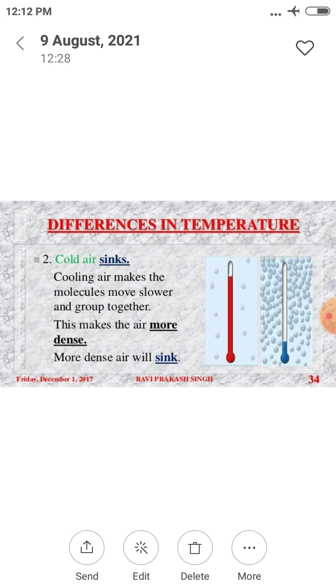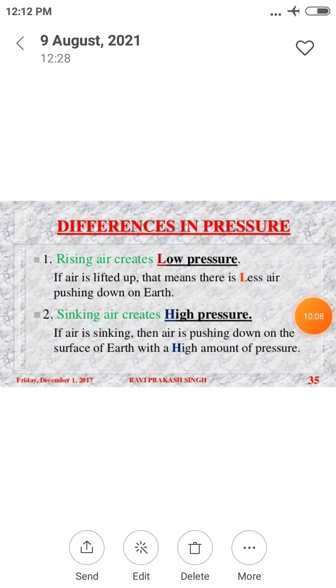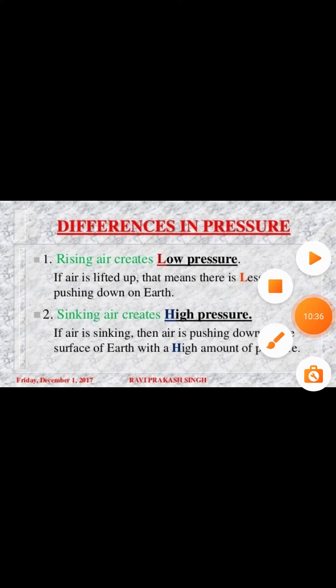Okay children, what is the pressure? See the differences here. Rising air creates low pressure. If air is lifted up, that means there is less air pushing down on earth. Sinking air creates high pressure. If air is sinking, then air is pushing down on the surface of the earth with a high amount of pressure. Okay children, so these are all the things.